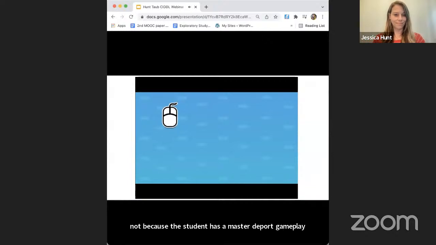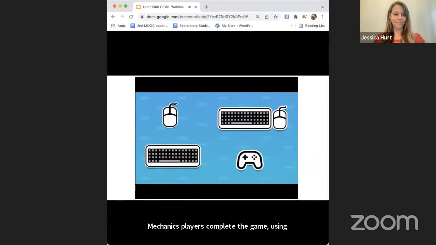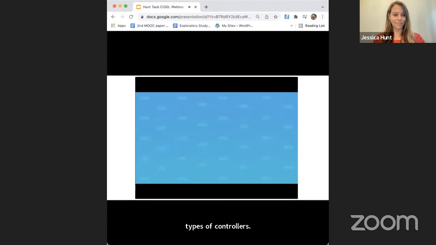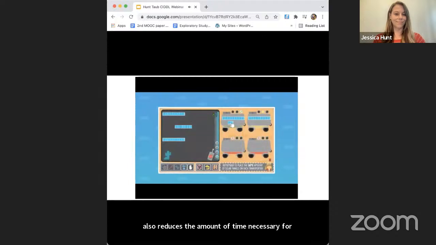Players can play the game using multiple types of controllers. This allows students with a diverse range of physical abilities to play the game using familiar hardware that meets their individual needs and preferences. This also reduces the amount of time necessary for students to master the use of controllers.